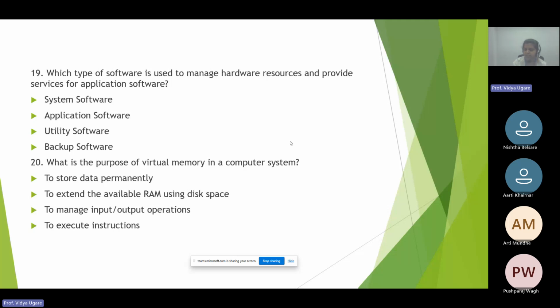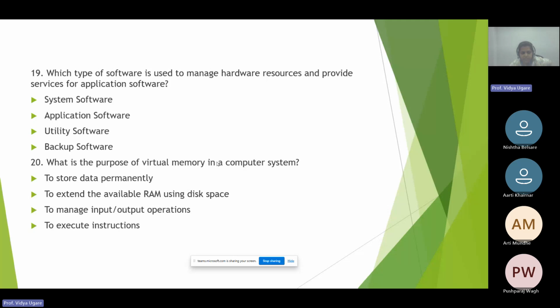Now why is virtual memory important? Virtual memory will help us speed up the processing capacity of our processor. Even though we have only 4 GB RAM, my computer is now not only using 4 GB, it is using 6 GB as RAM. So what can be the answer? It is to extend the available RAM using disk space. Disk space here means hard disk space.